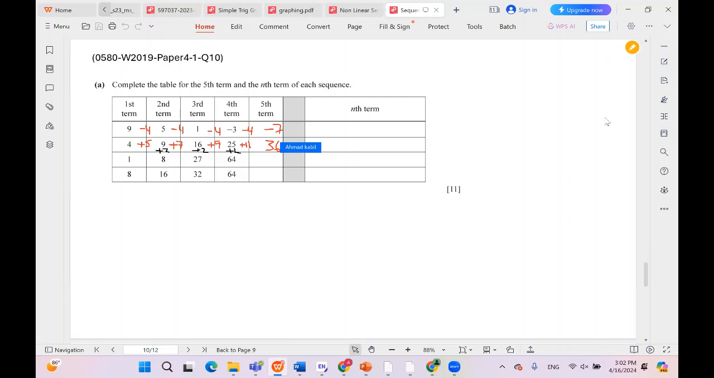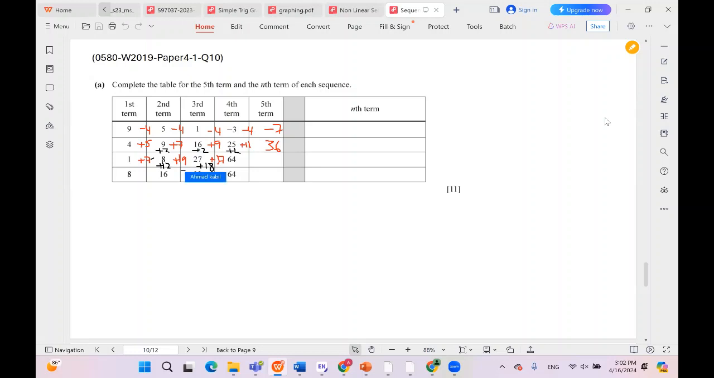For the third sequence, we have 1, 8, 27. Let's try again. So we have +7 here. From 8 to 27, this is 19. From 27 to 64, you subtract 64 minus 27, you get 37. So at the second layer, from 7 to 19, you have +12. From 19 to 37, you have 18. Of course, here, if we were to continue, from 12 to 18, you have +6.